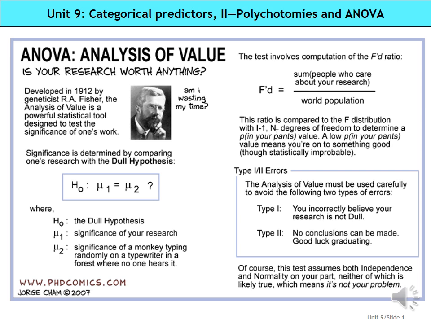Unit 9, categorical predictors, but this time instead of dichotomies we have polychotomies, more than two categories, like the ones we used to use. This is from PhD Comics.